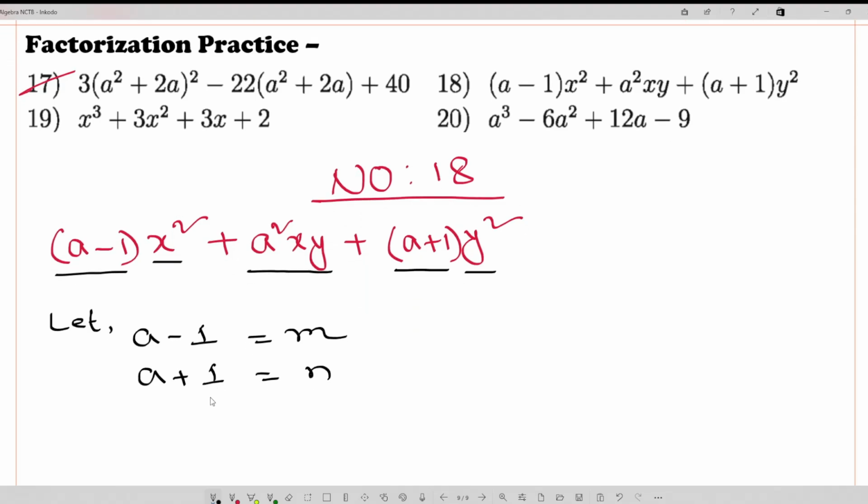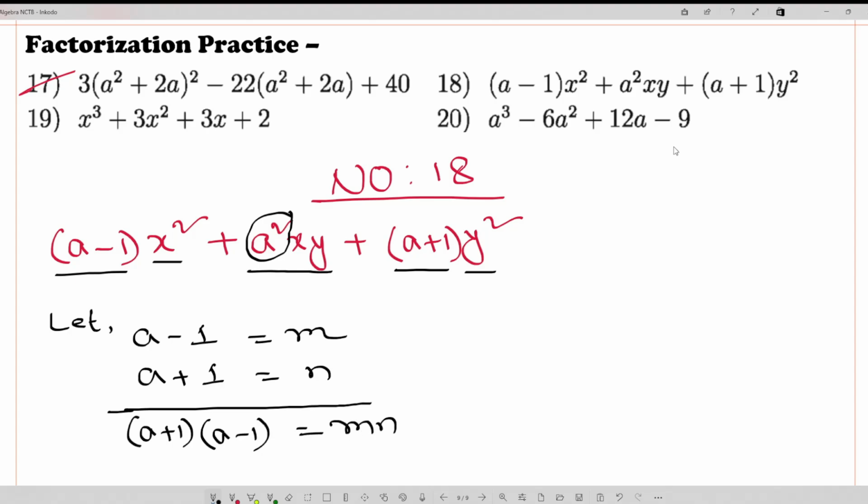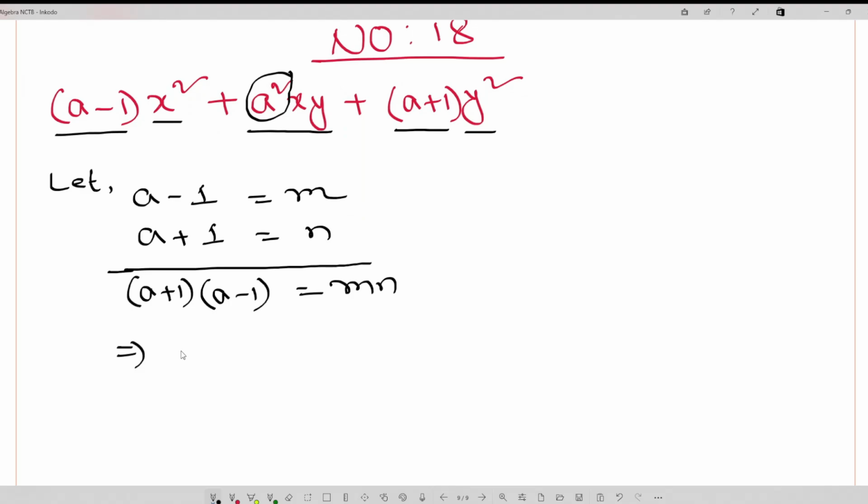So now look, here is a². For this a² we need something. Once we multiply both things, we get (a + 1)(a − 1) equals mn, right? So we can write a² − 1 equals mn. Now a² equals mn + 1.